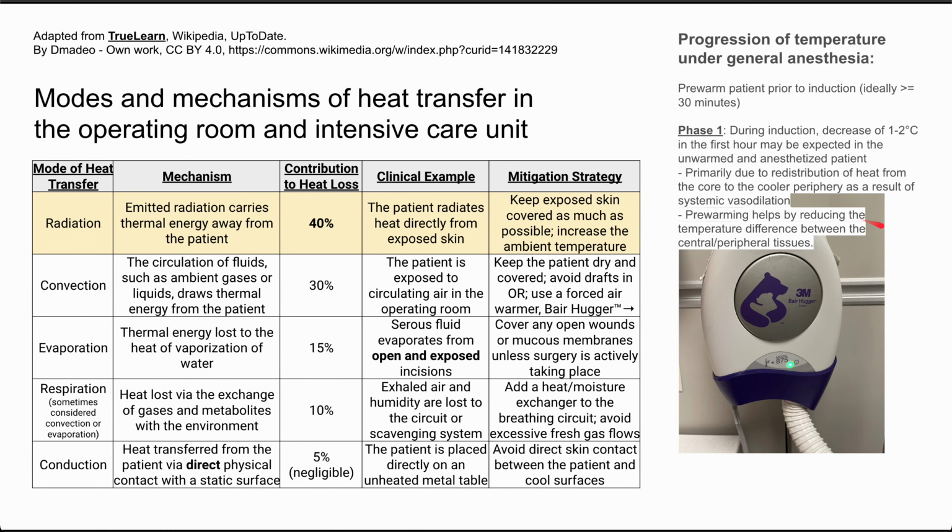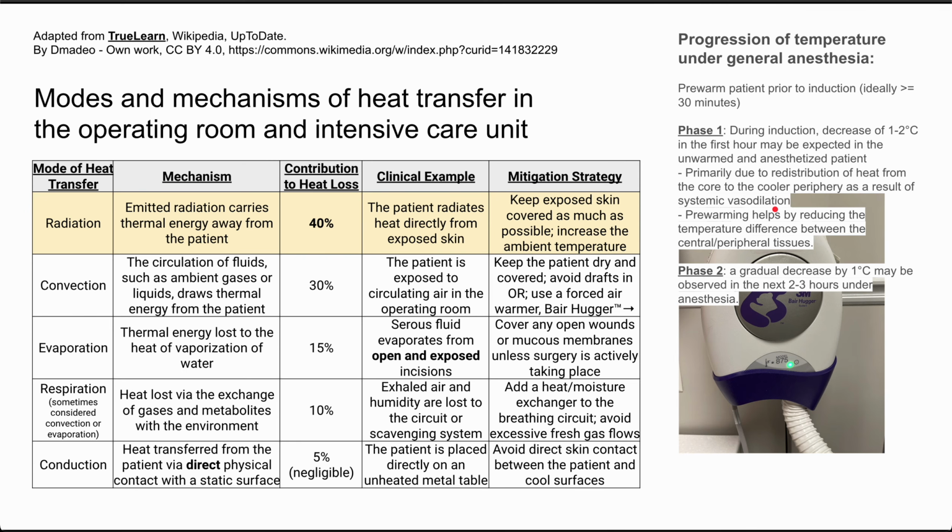Pre-warming helps this by reducing the temperature difference between your central and peripheral tissues. If your peripheral tissues tend to be warmer, if you've had a Bair Hugger on you for 30 minutes before induction, or if you've been under blankets, or if you're in a warm operating room, then the drop in temperature during systemic vasodilation will be less.